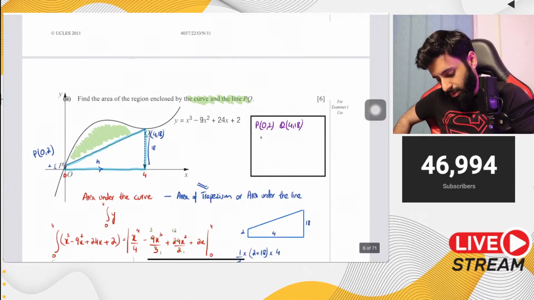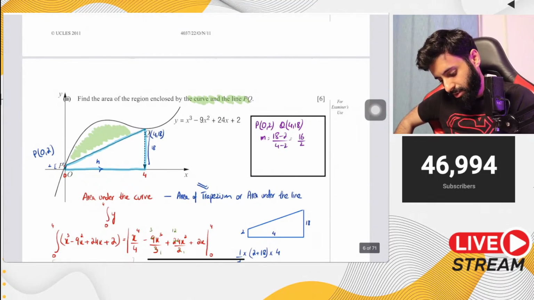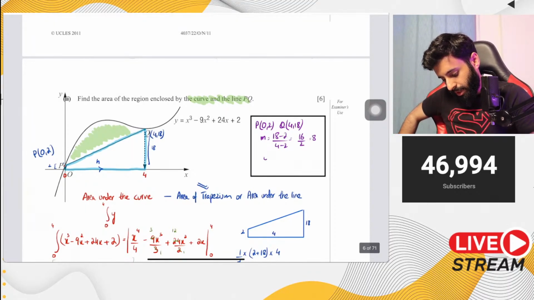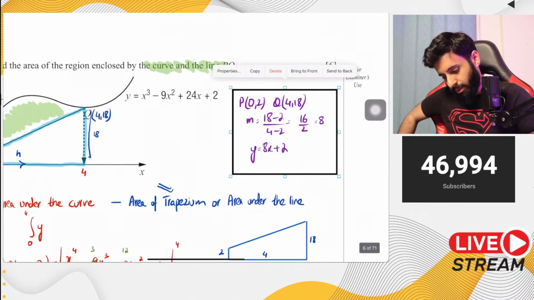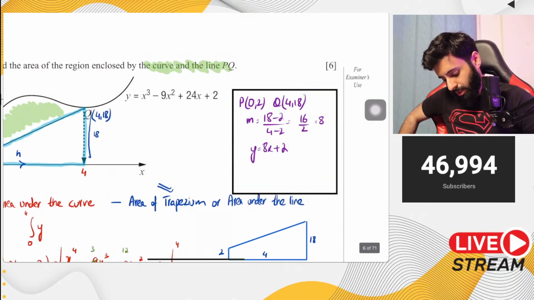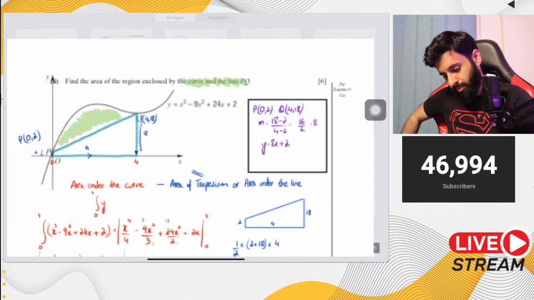The gradient is going to be (18 minus 2) over (4 minus 0). 18 minus 2 is 16. 16 upon 4 is 4. Okay, so y equals 4x plus 2. Now you will integrate 4x plus 2 within the limits 4 and 0. When you do that, you should get the same answer as the area of the trapezium.